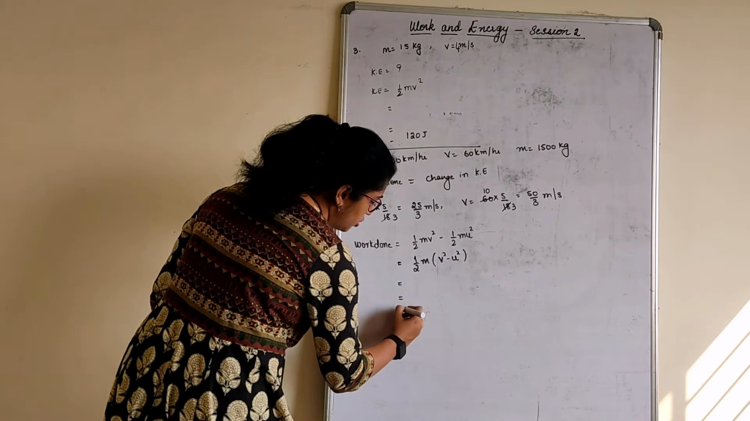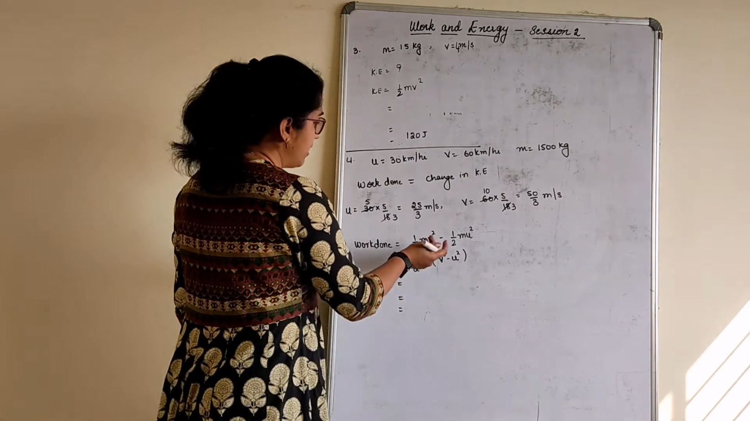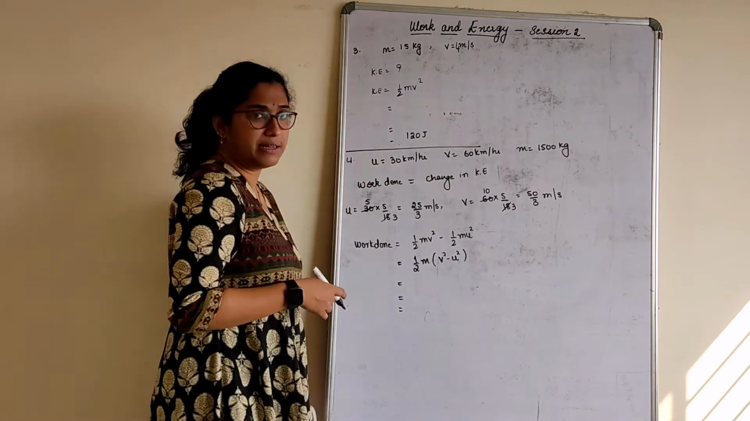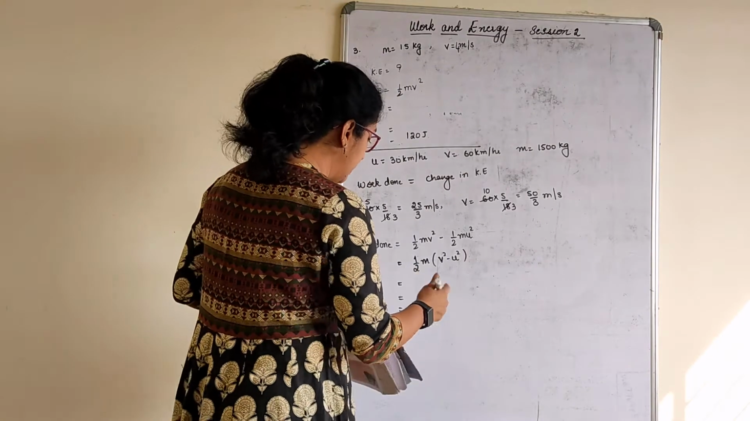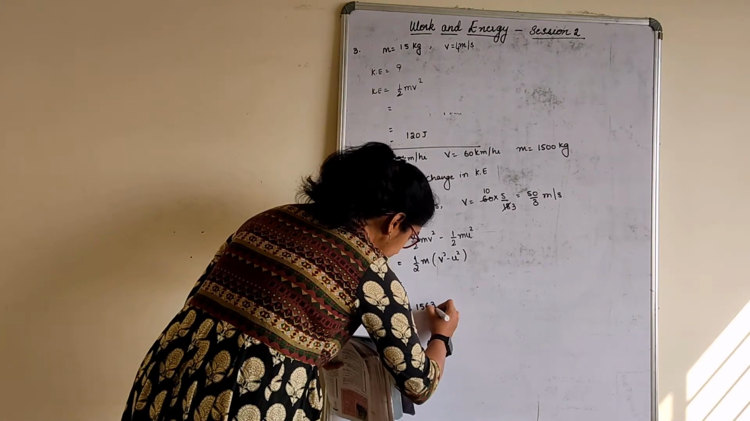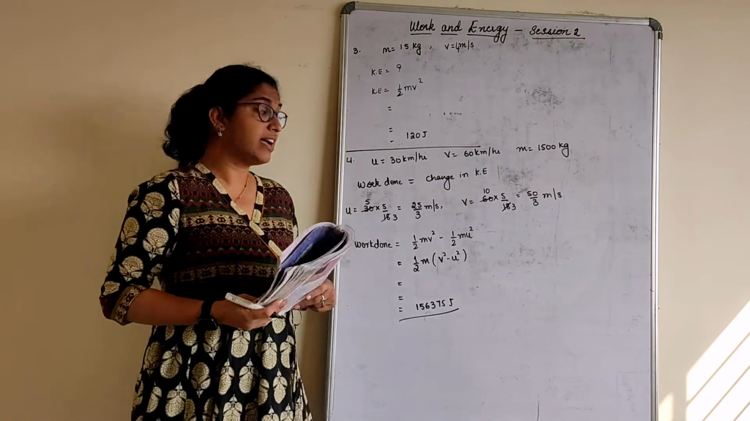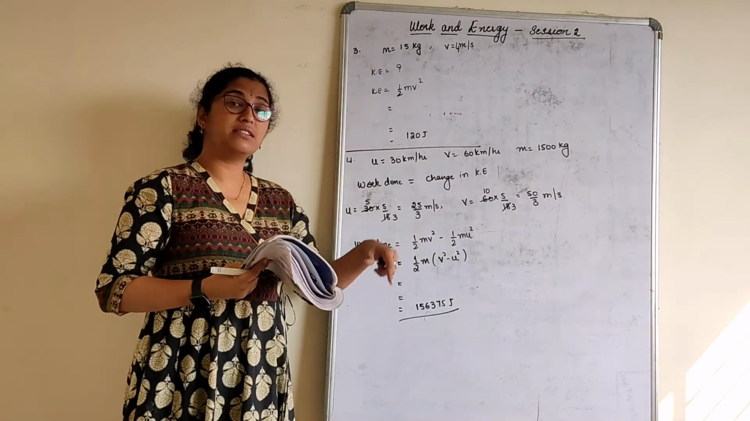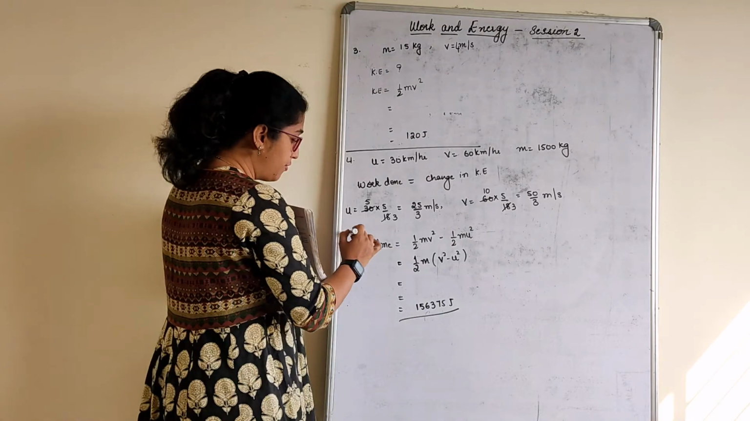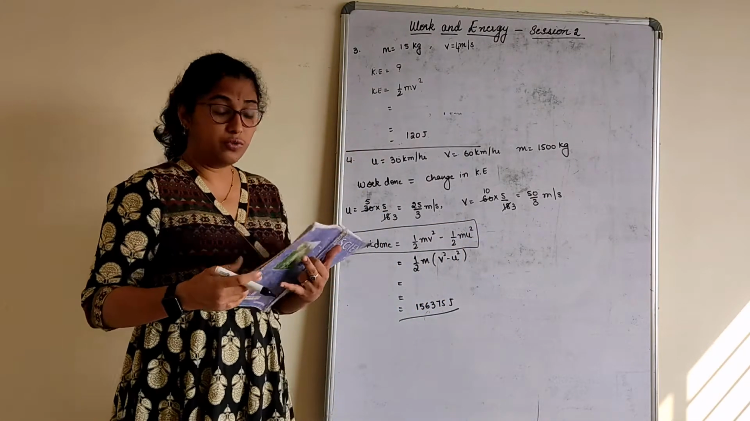Do the substitution, children, where half mass you have to substitute. v square value is 50 by 3 whole square minus 25 by 3 whole square. Final answer I will give you here, what is being given in the book, 156375 joules. Do it in this method, rather than calculating first this, then subtracting. Lengthier it will be. Okay. So remember this formula for work done, where change in kinetic energy you have to find out.